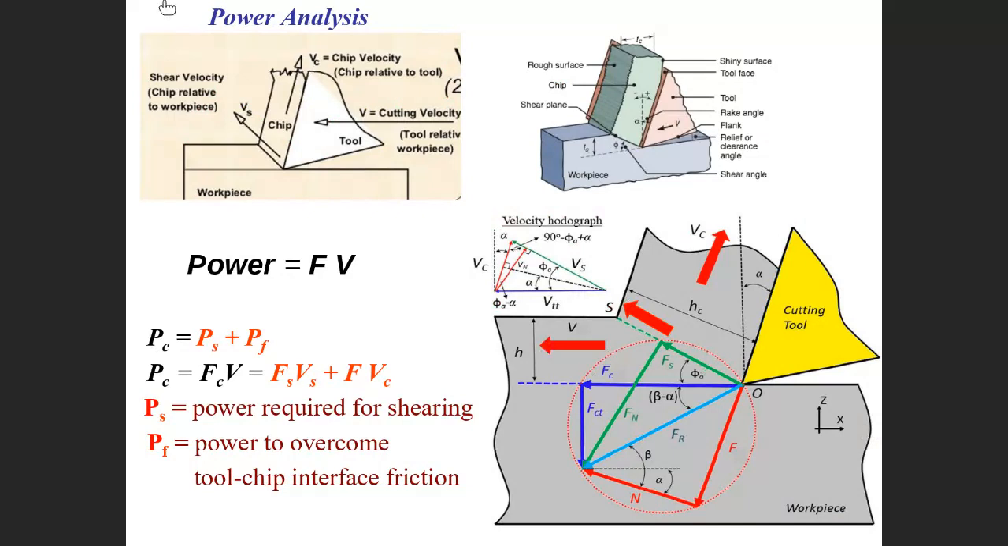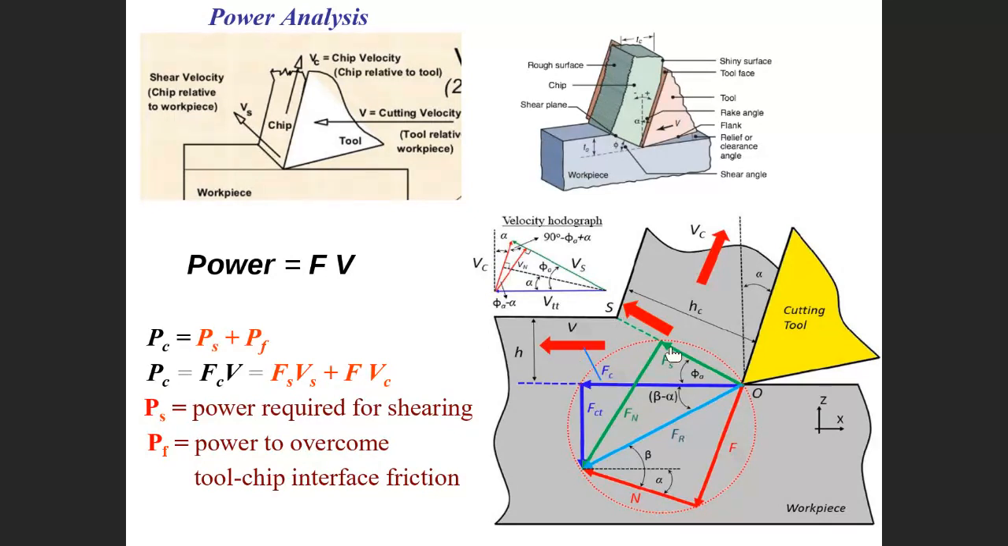Can you see that? This is the velocity, and force in the cutting direction. So the power in cutting, Pc, equals Fc times V. This one, Fc, the cutting force, multiplied by V. Okay, Fc V is one power. So the power in cutting equals Fc V.